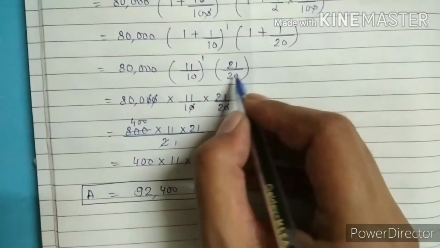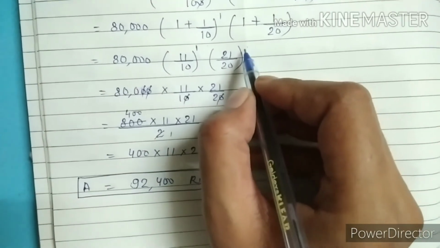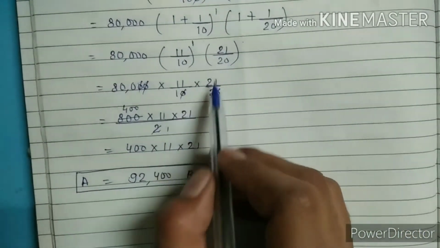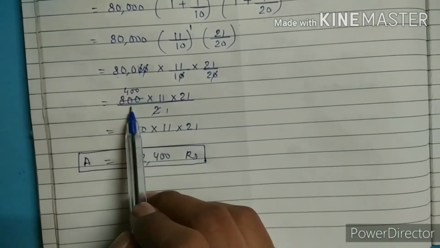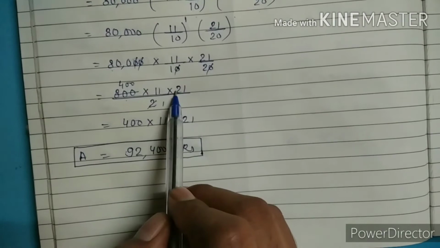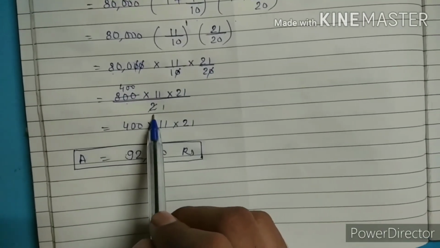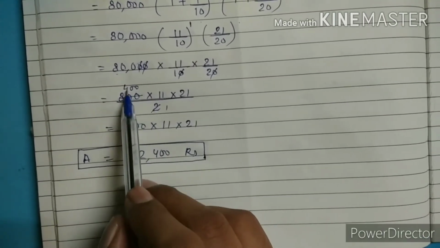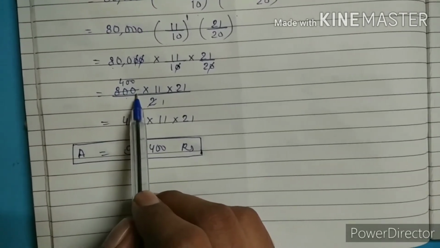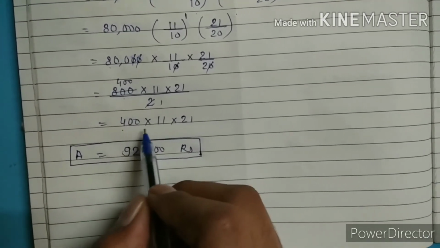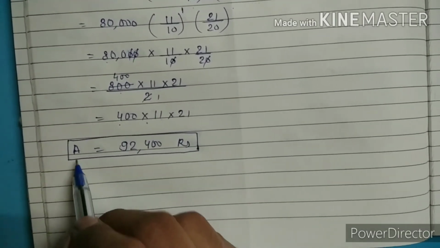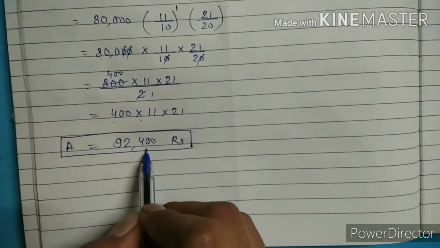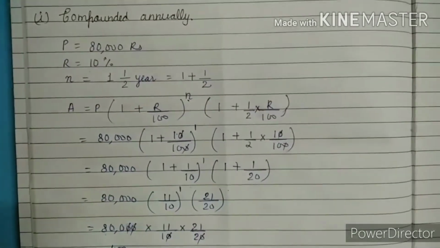Power is 1 and here we have nothing as power, so here also power 1. So both are coming only one time, 0 to 0, 0 to 0 cut. Here we have 800 multiply by 11 multiply by 21. Whole will divide by 2, 2 1s are 2, 2 4s are 8, 00 as it is. So remaining term is 400 multiplied by 11 multiplied by 21, that gives us amount equal to 92,400 rupees when our interest is compounded annually.